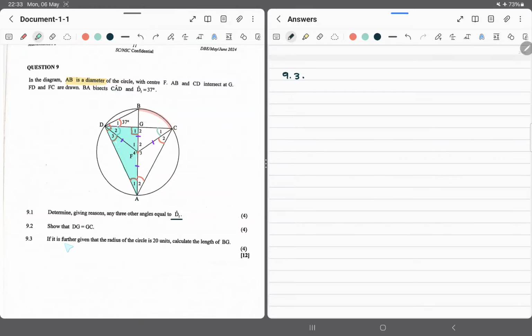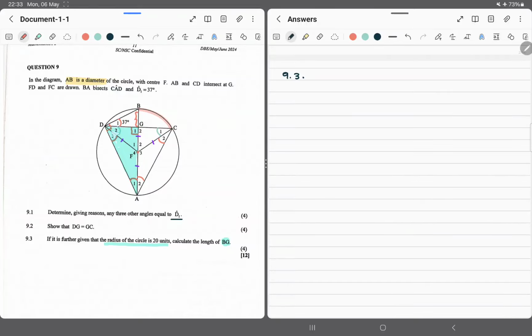9.3 says, if it is further given that the radius of the circle is 20 units, calculate the length of BG. Where is BG? BG is this length right here. Okay, that's not a big deal. We can calculate BG.